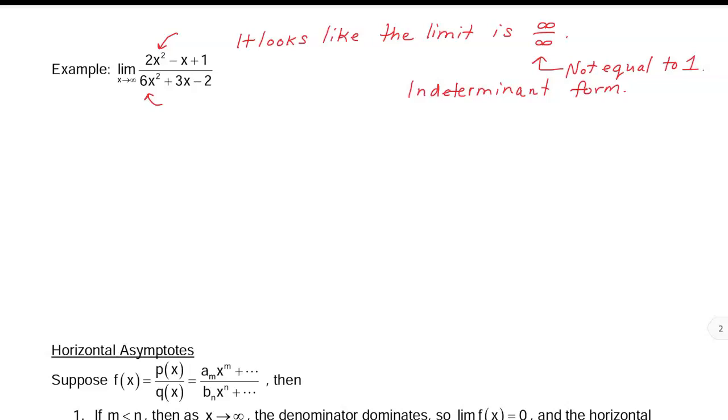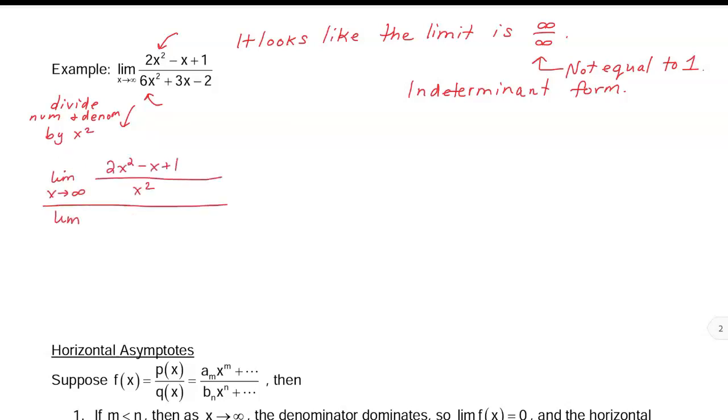The algebra move I'm going to do is divide the numerator and denominator by the highest powered x. So I'm going to divide numerator and denominator by x squared. It's going to look like this. I'm going to do division in the numerator and I'll do division in the denominator.